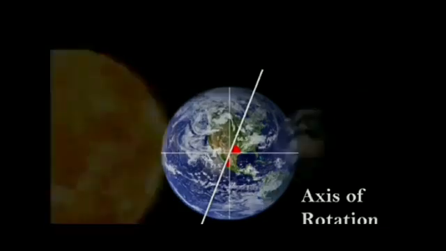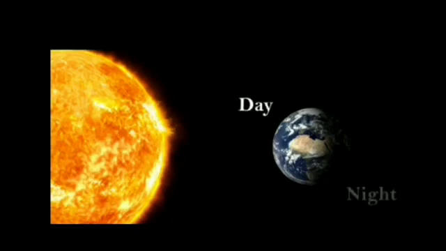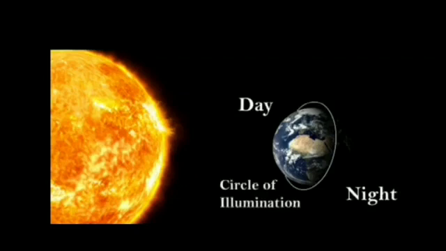The Earth receives heat and light from the sun. Since the Earth is spherical, only half of it gets light from the sun at a time. The portion facing the sun experiences day, while the Earth half away from the sun experiences night. The circle that divides day from night on the globe is called the circle of illumination. This is not coincident with the axis.